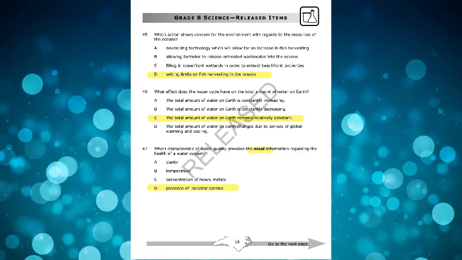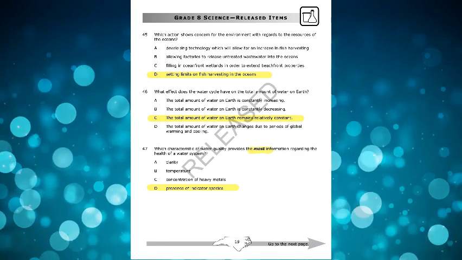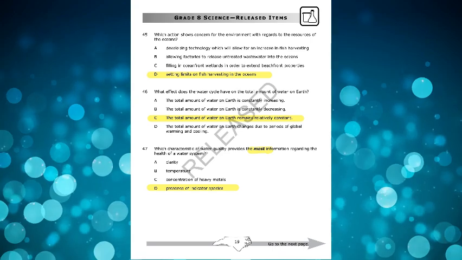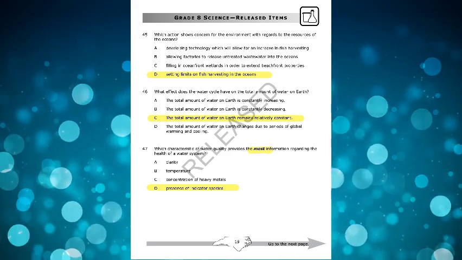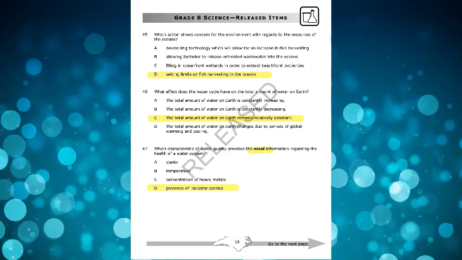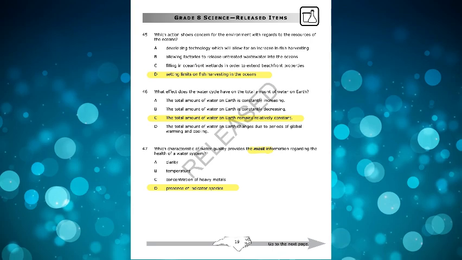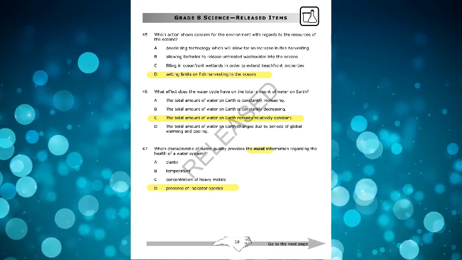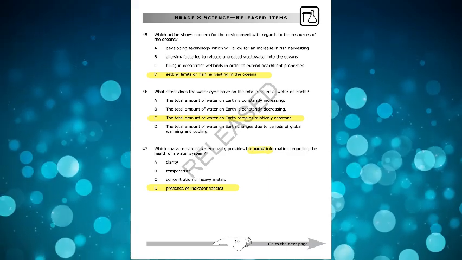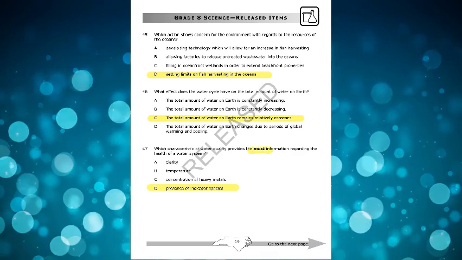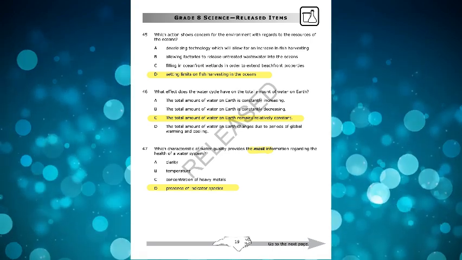So, which action shows concern for the environment with regards to the resources of the ocean? So, we're looking for something that shows that you're caring about the environment, specifically looking at the ocean. And so, setting limits on fish harvesting in the ocean is definitely a way to look at how you are using the resources in the ocean, and making sure that you are mindful of that. So, developing technologies which will allow for an increase in fish harvesting, that definitely is the opposite. Allowing factories to release untreated wastewater, that's definitely not. And filling in oceanfront wastelands in order to extend beachfront properties, all those things are the exact opposite. So, none of those are it, except for D.